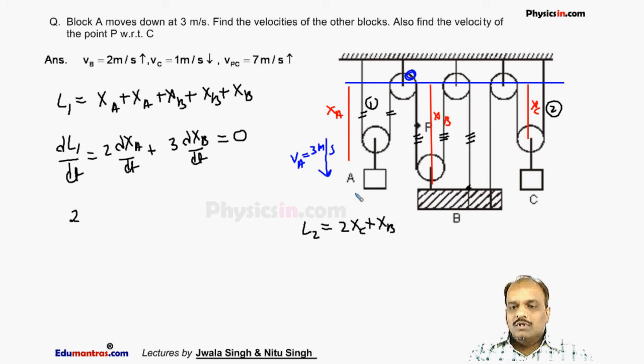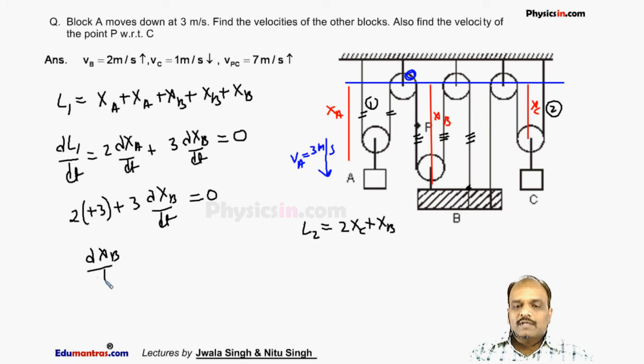So that is equal to 2 times dXA by dt. Since block A is going downward, dXA by dt is plus 3, so it is 2 times 3 plus 3 times dXB by dt, and dXB by dt is not known. This is equal to 0. So from here we get dXB by dt is equal to minus 2. This means block B is moving with a speed of 2 meter per second in the upward direction, such that XB is decreasing. This is the speed of block B.